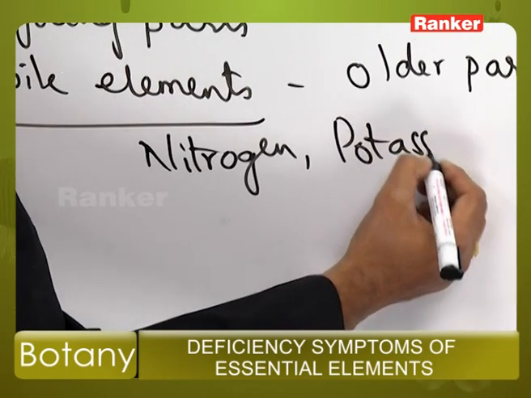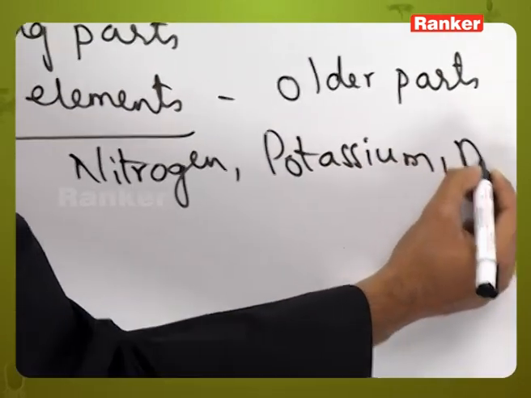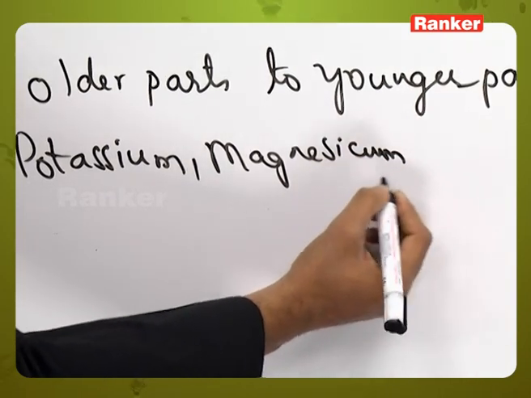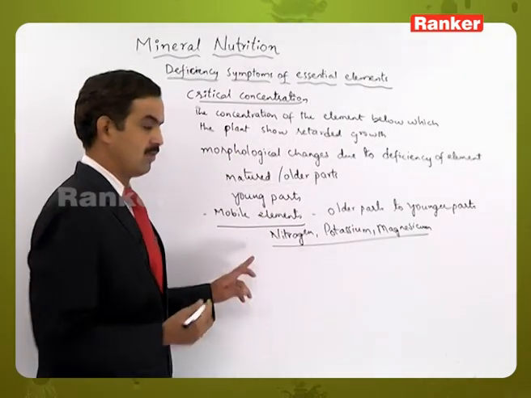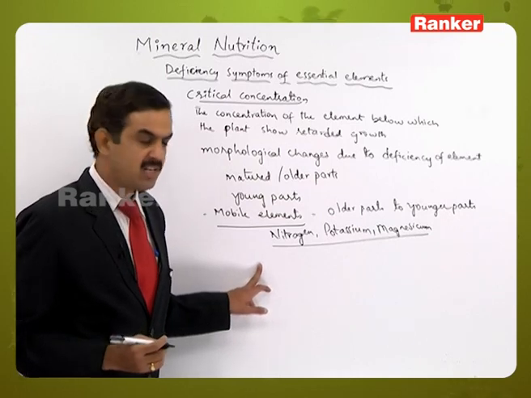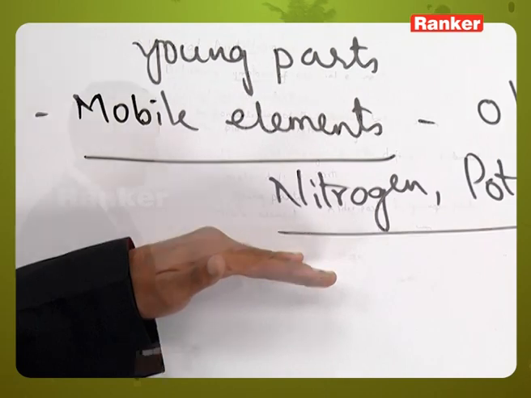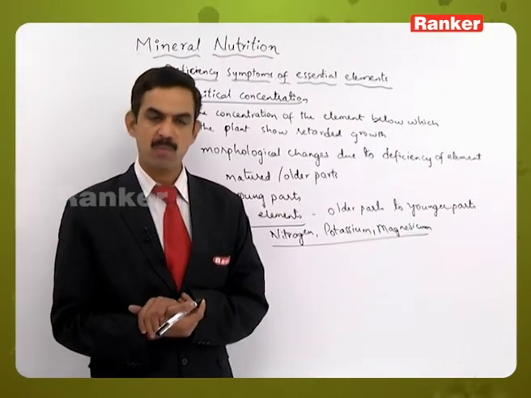potassium and magnesium. These three are the mobile elements. They show mobility from older parts to the younger parts. So the deficiency of these three elements can be seen in the older parts.